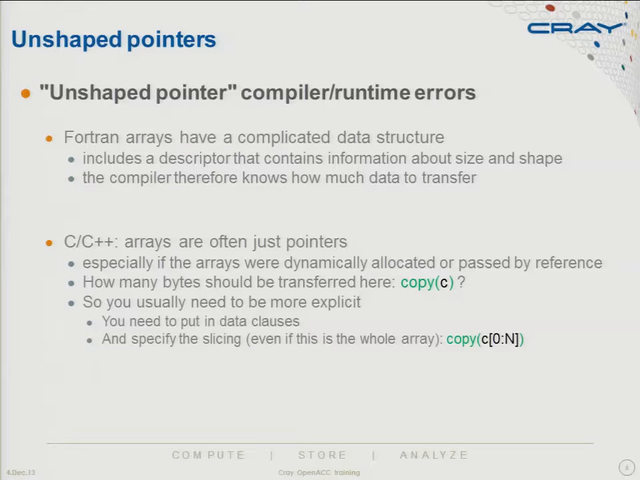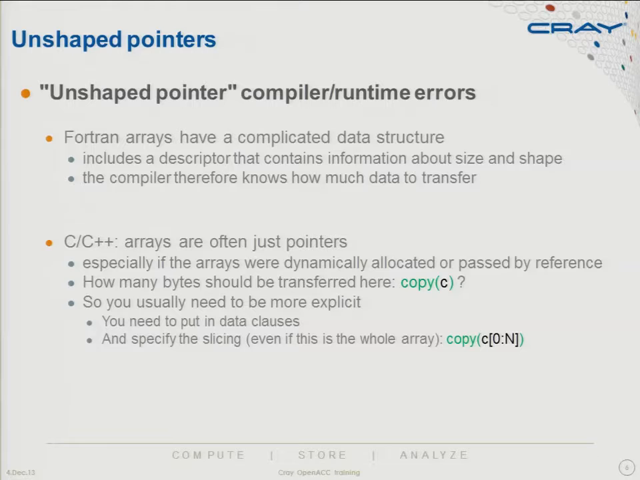If you're doing C especially, you'll do some OpenACC and you'll see errors from the compiler, unshaped pointer, which is a really useful error message because it tells you nothing. What it's telling you is that I didn't know how much data to move. And that's because in C and C++, arrays are just pointers, generally. They point to the start of the block of memory. So if you say copy C, where C is an array, what you're really saying is, C is a memory address. How much data should it move?